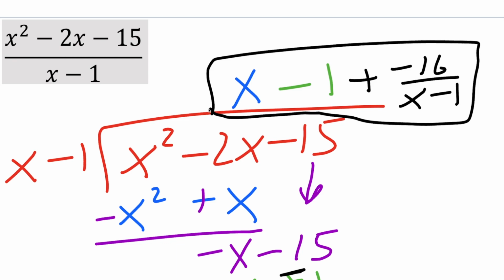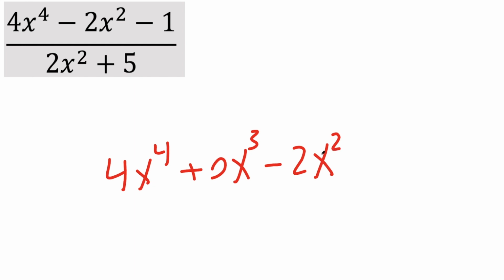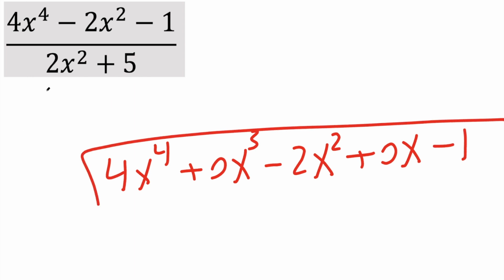So now again, for these problems, there's a remainder. And so this is our final answer, x minus 1 plus negative 16 divided by x minus 1. And we're going to do another problem. So same procedure, we're going to rewrite this as 4x to the fourth. Now you notice this was raised to the fourth, then raised to 2. There was no x cubed. So you're going to put plus 0x cubed as a placeholder, minus 2x squared. There's no x, so put plus 0x as a placeholder, negative 1. This whole thing is going to be divided by our denominator, which is 2x squared plus 5.